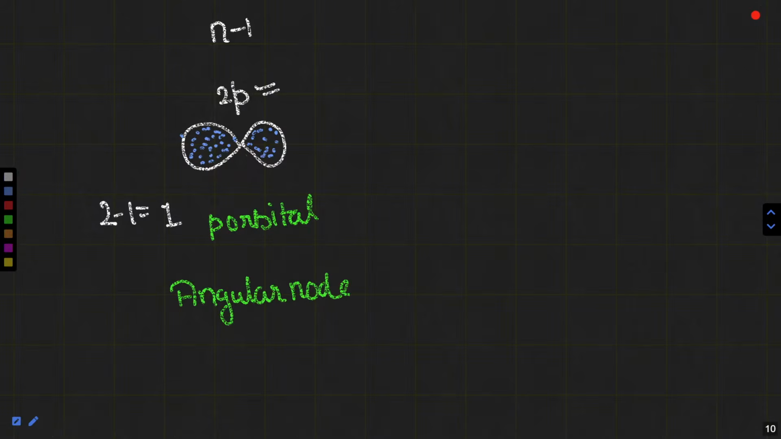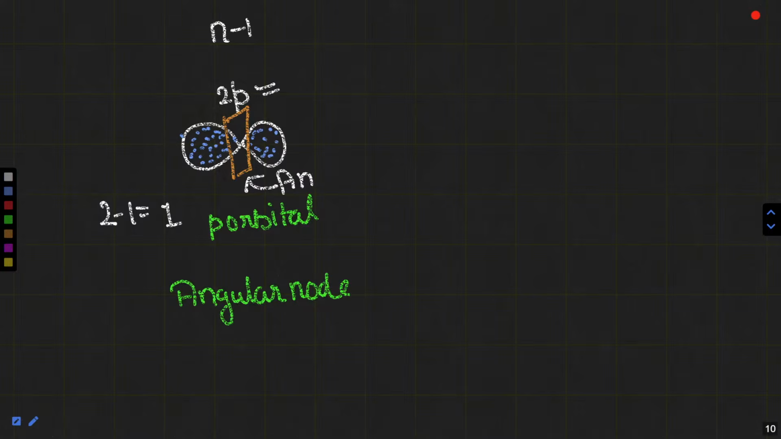Where is the angular node present? It is present here in the between. You can see very clearly that the electron density is decreasing, and in the between it is 0 because there are no dots present in the middle. Okay, so this is your angular node.